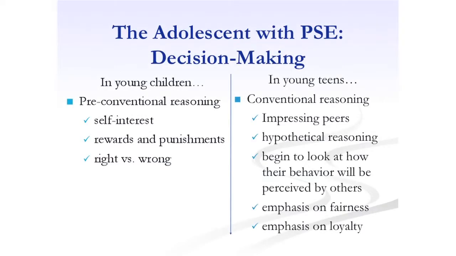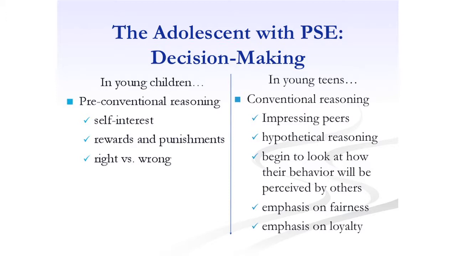When you have low self-esteem and when you are depressed and when you have difficulty understanding right and wrong, you of course get into difficulties with decision making. Now, in young children, decision making is looked at from a perspective of pre-conventional reasoning. So young children, when they make decisions, those decisions are always within the context of self-interest. And they learn about reward and punishment, and through that begin to differentiate right and wrong.